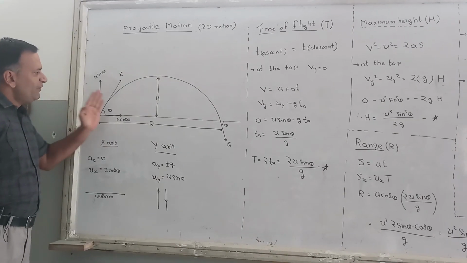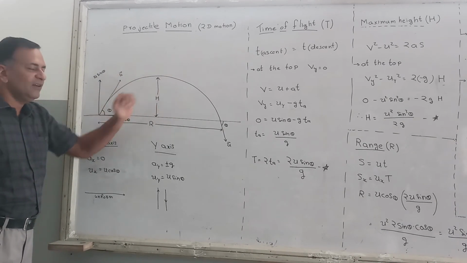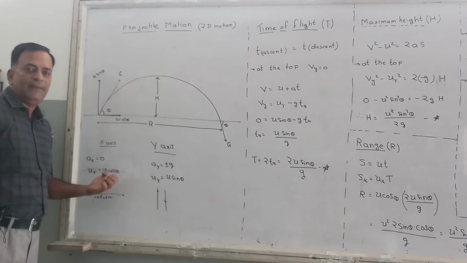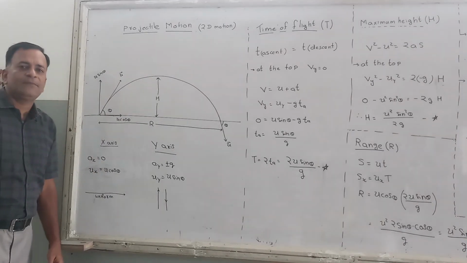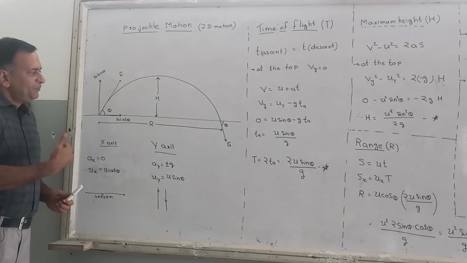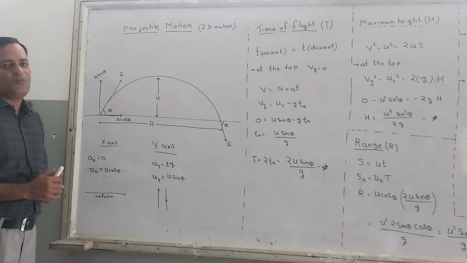Okay, so you can very well see that the mathematical path of this kind of motion is known as a parabola. So what kind of motion is this? This is parabolic motion.